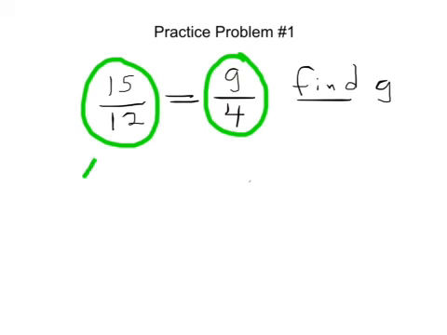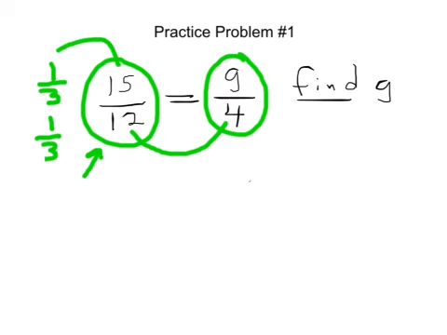In order to make this fraction have a denominator like that one, we'd have to take a third of 12. Now, in order to do that, you have to multiply both the top and the bottom of the fraction by the same number. So we'll multiply top and bottom by a third. When you do that, the top becomes 1/3 times 15, which is 5, and the bottom becomes 1/3 times 12, which is 4.